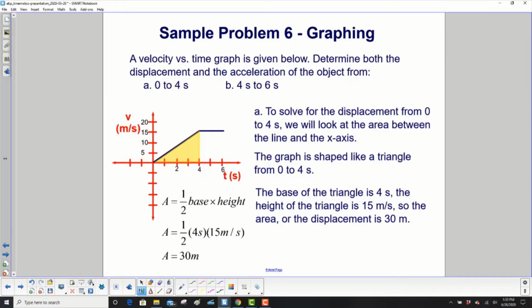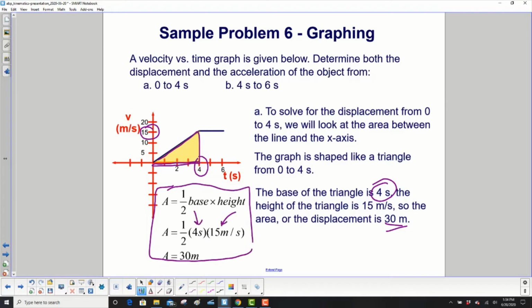To solve for the displacement from 0 to 4 seconds, we'll look at the area between the line and the x-axis. So that is this piece right here, highlighted in yellow and now surrounded by purple ink. That's a triangle. The base of the triangle is 4 seconds. The height is 15 meters per second, so the area or the displacement is 30 meters. Now where did that come from? Here's the equation for the area of a triangle, 1/2 base times height. Here's the base, here's the height. And look how the units work out. We have seconds times meters per second. Seconds cancel and we're left with meters. So the area is 30 meters. So that is our displacement.